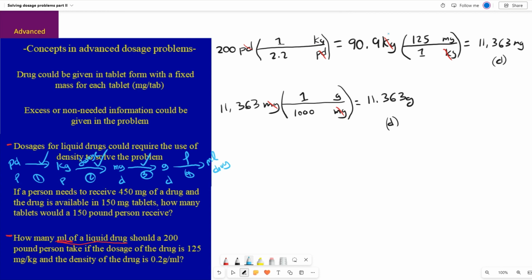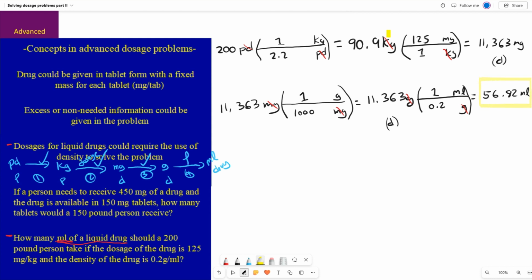That's the third step here. And then the last step is to use the density to convert mass of drug into volume of drug. Put grams on the bottom and milliliters on the top. And it's 0.2 grams for every 1 milliliter. So now we have grams and grams cancel out. And if we take 11.363 times 1 divided by 0.2, gives us 56.82 milliliters. And that is the final volume for our drug.